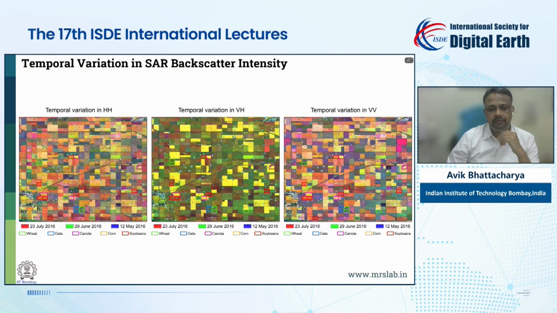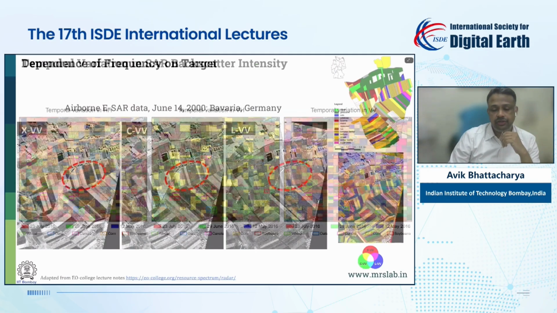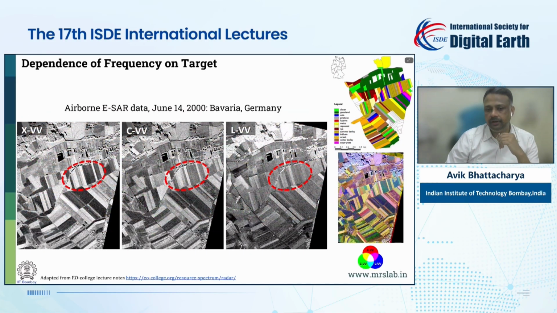The idea is that when this information can be well extracted, then it can lead to many different applications in agriculture. This is the temporal variation. You can also see the dependence on the frequency of different targets.